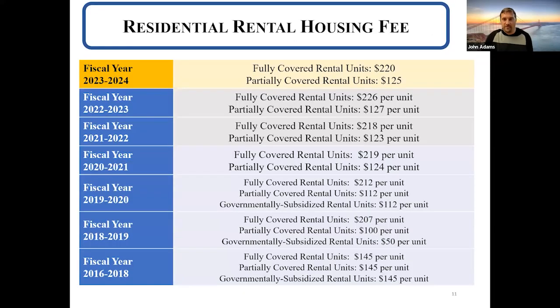The rental housing fee through the years has changed. The rental housing fee is assessed on a fiscal year from July to June.